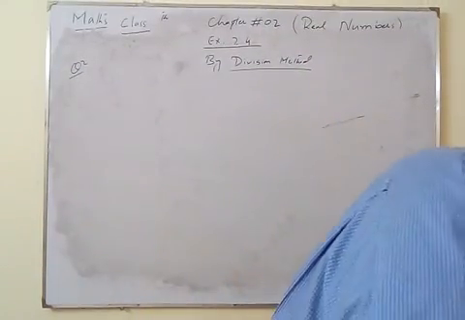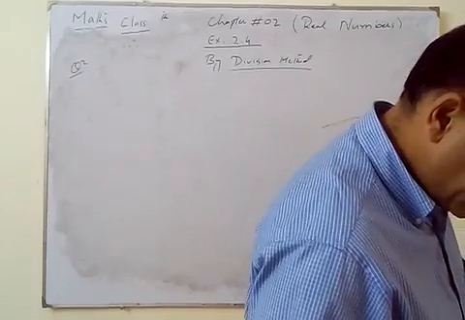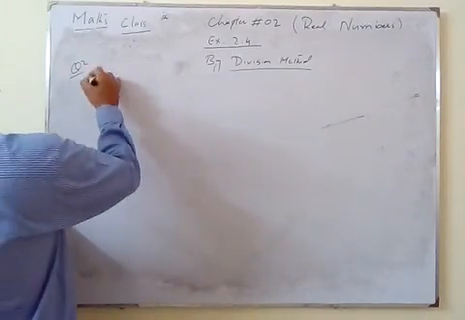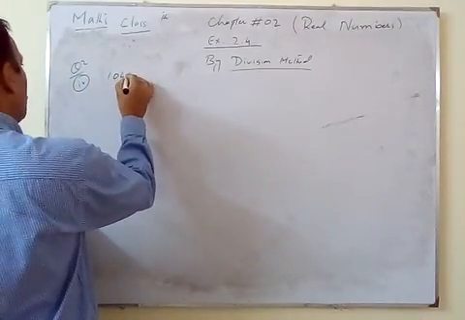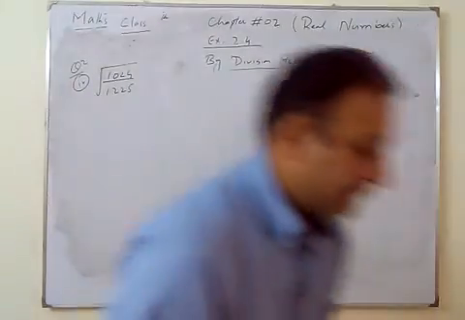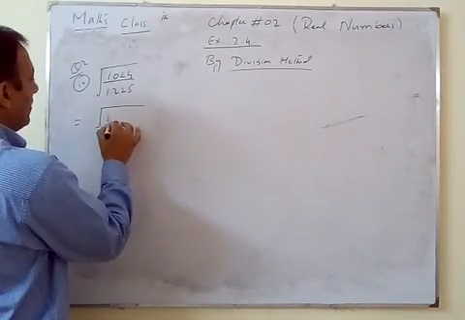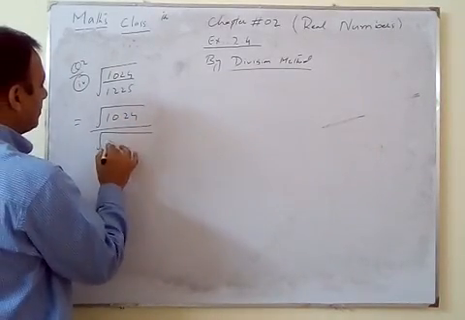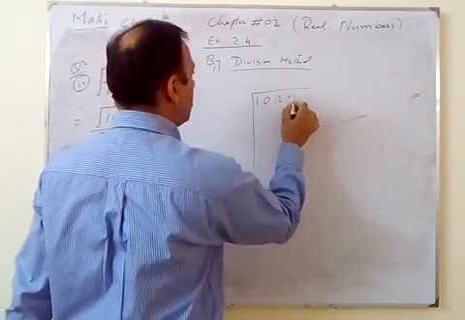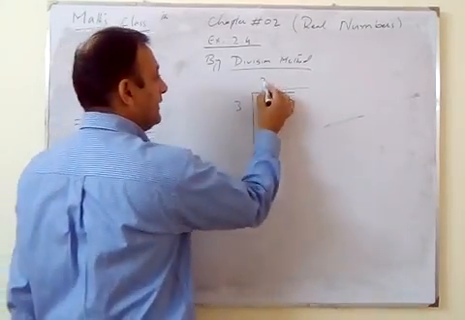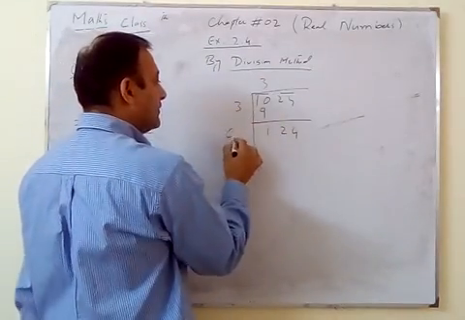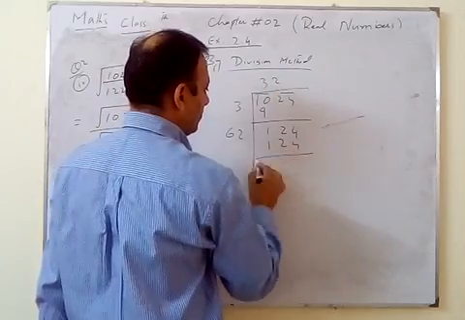Now let me find it for you. Fourth part: 1024 divided by 1225. So here, first of all, find the square root of 1024 and the square root of 1225 separately. 1024: make the pairs, 10 and 24. So by 3, 1 2 4. Bring the complete pair down. Make it double. So by 2 24.